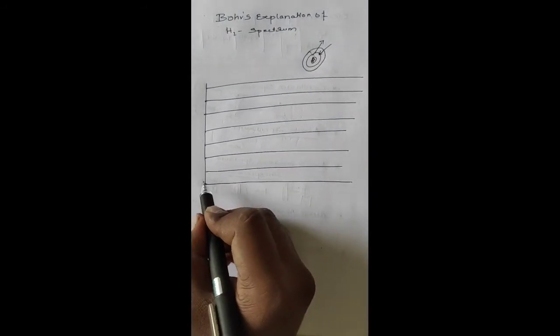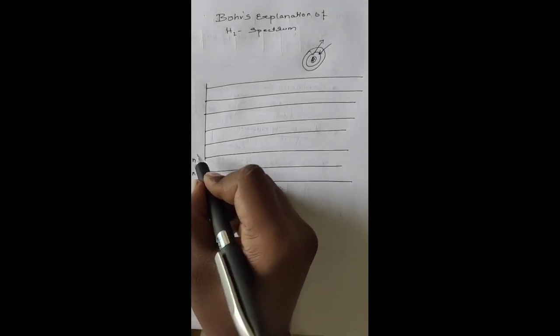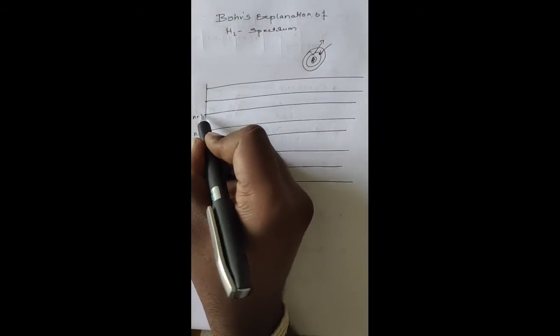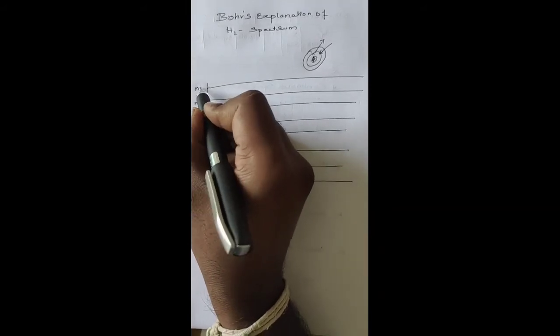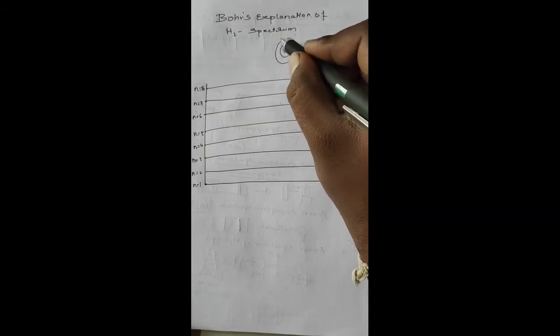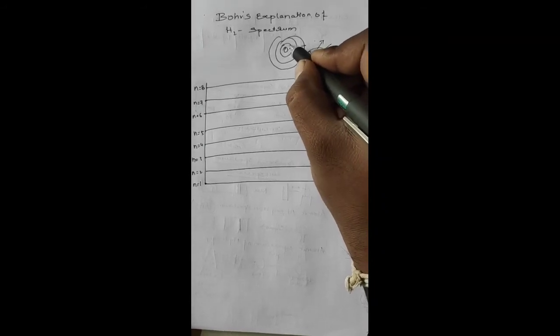n equals 1, n equals 2, n equals 3, n equals 4, n equals 5, n equals 6, n equals 7, n equals 8. When atoms are absorbing and emitting, from orbital 2 to orbital 1, this will be written.